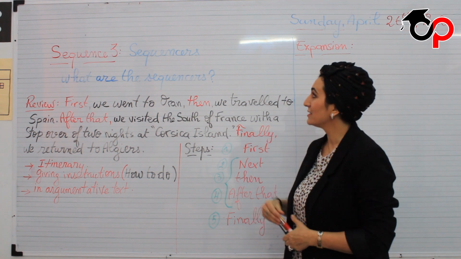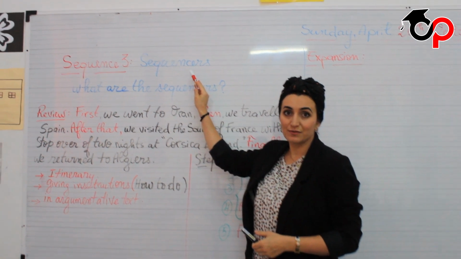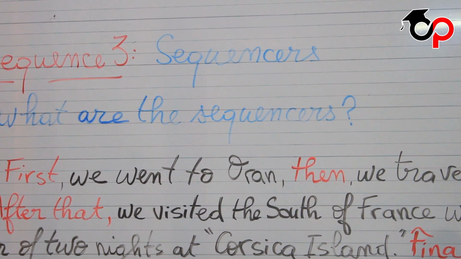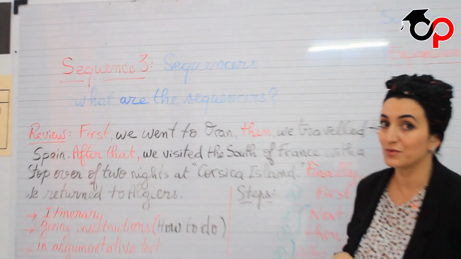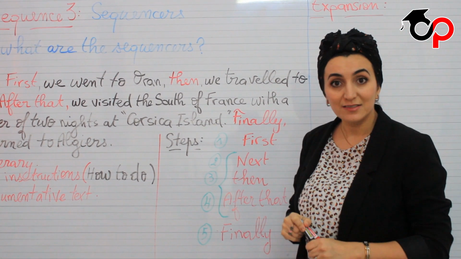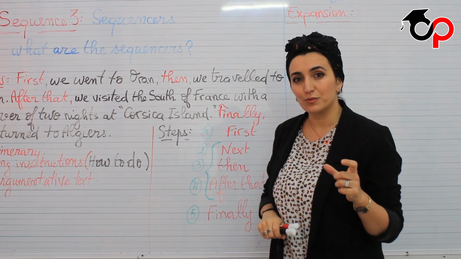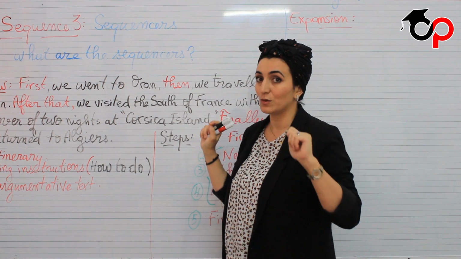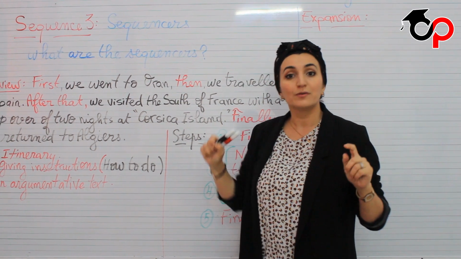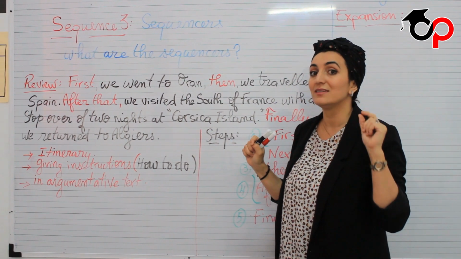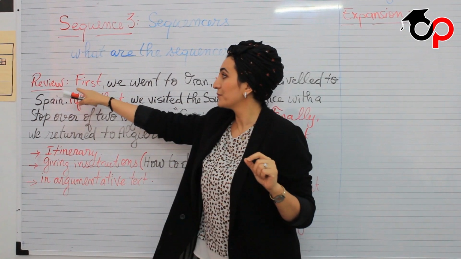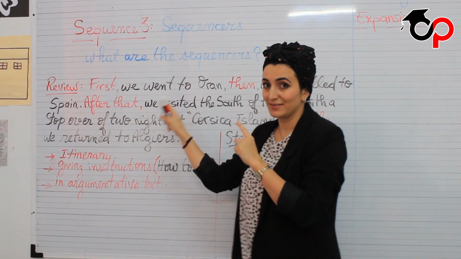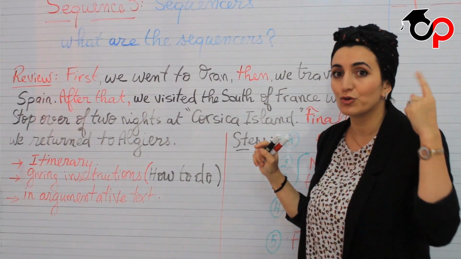Our today's lesson is about the sequencers. The sequencers, okay? What are the sequencers? Before we get started, let's make a quick review about something we already studied in sequence 1, okay? About the itinerary. Do you remember? Itinerary. So, let's read the short text, okay? I will refresh your memory.